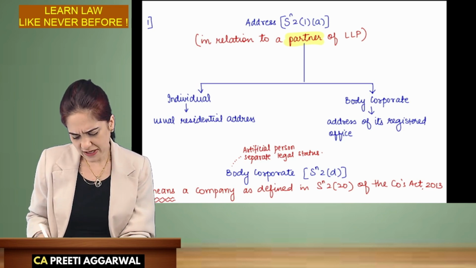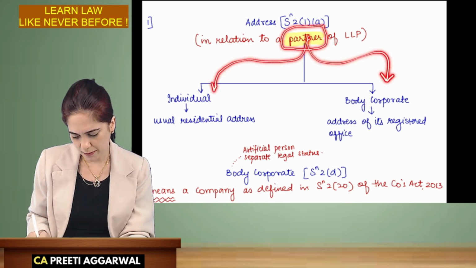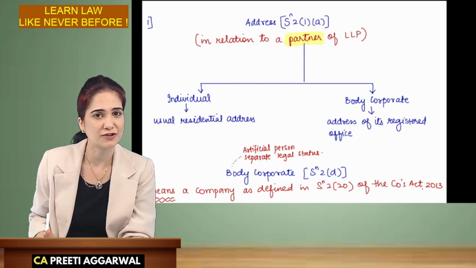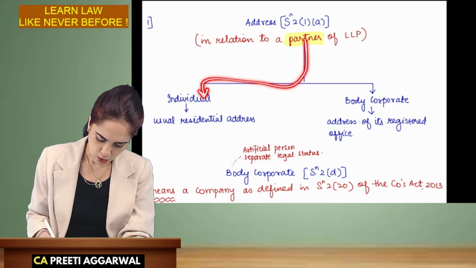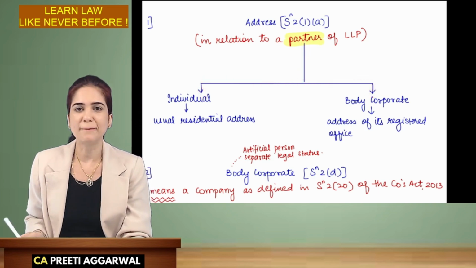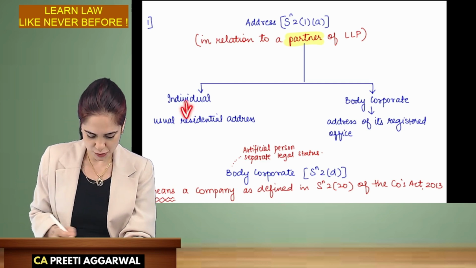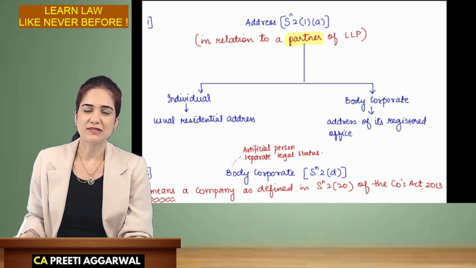So, from here, we can conclude that a partner of LLP may be either an individual or a body corporate, because a body corporate is also a separate person in the eyes of law capable of contracting. They can become a partner. So, what will be the address? For an individual, it is the usual residential address, and for a body corporate, it is the address of the registered office.